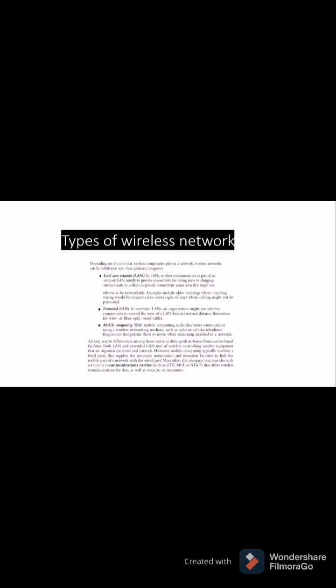Extended LANs. In extended LANs, an organization might use wireless components to extend the span of LANs beyond normal distance limitations for wire or fiber optic cable. Mobile computing. With mobile computing, individual users communicate using a wireless network medium such as radio or cellular telephone frequency that permits them to move while remaining attached to a network.